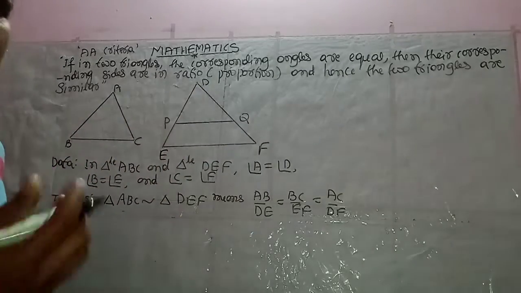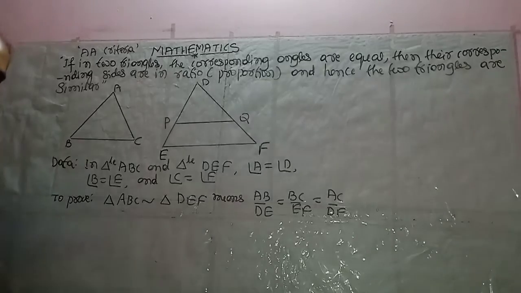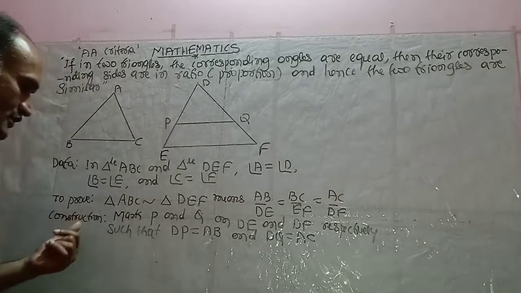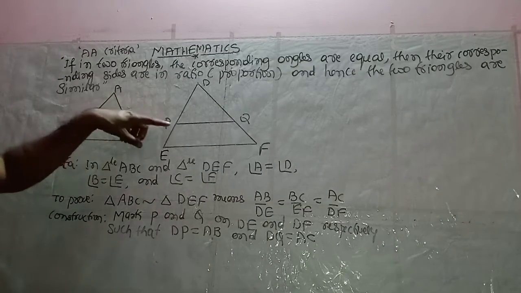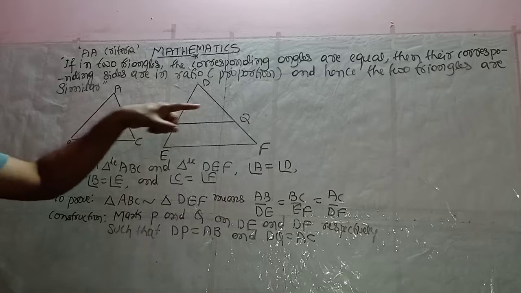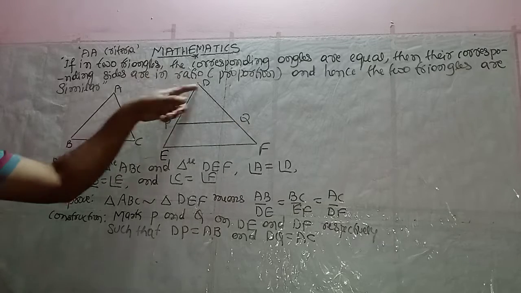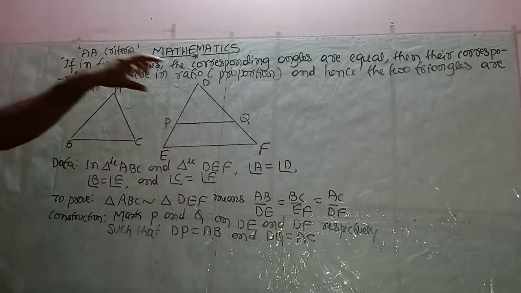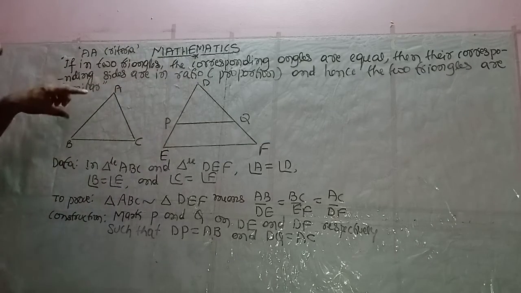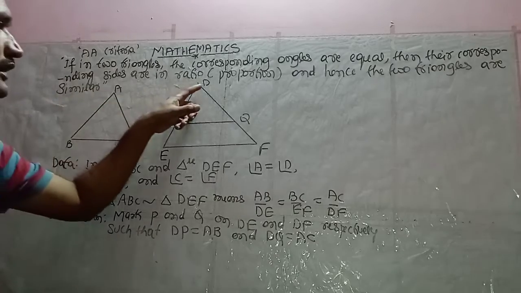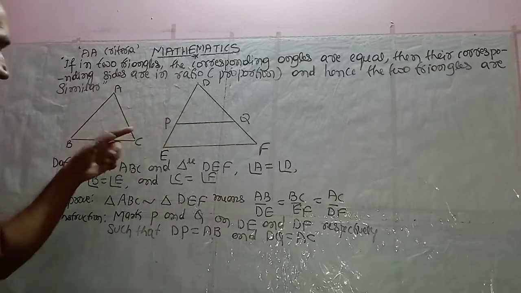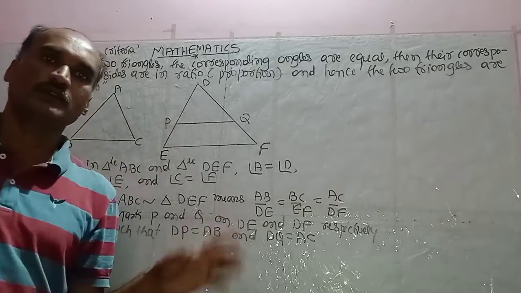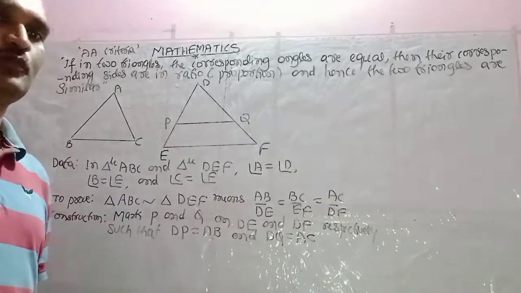The next part is the construction part. Mark P and Q on DE and DF respectively, such that DP is equal to AB and DQ is equal to AC. This is the construction part. So the next part is the proof part.